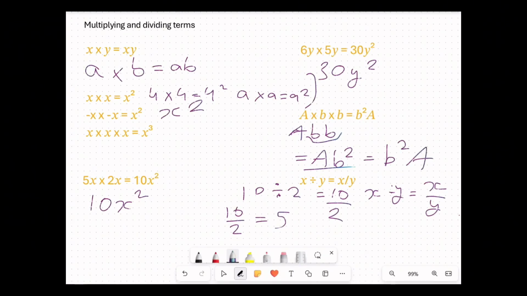And this is how we multiply and divide terms in general in algebra.